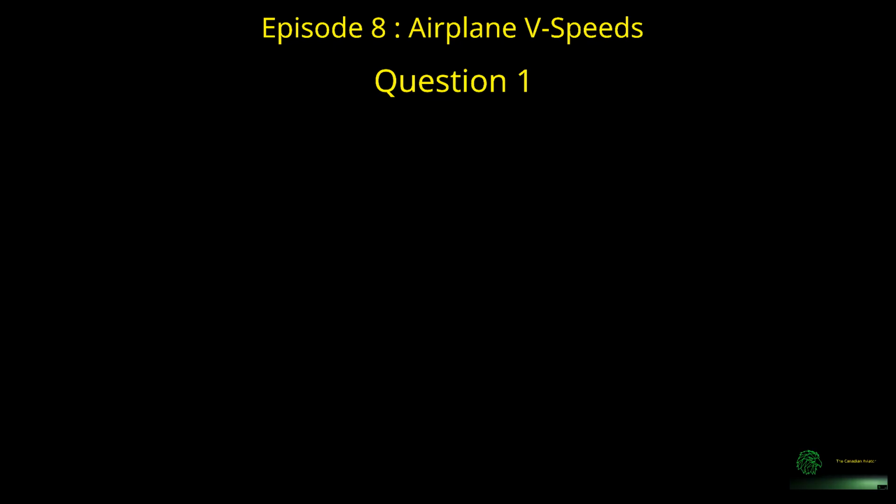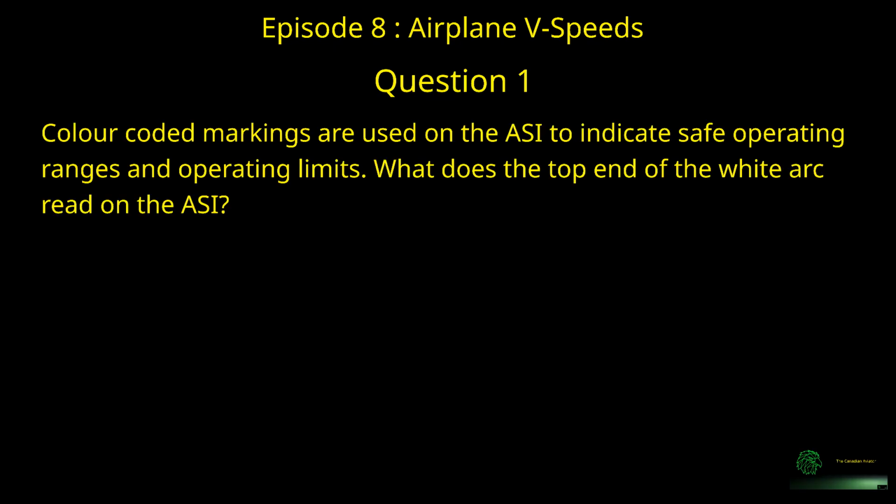Question 1. Color-coded markings are used on the airspeed indicator to indicate safe operating ranges and operating limits. What does the top end of the white arc read on the airspeed indicator? A. VFE. B. 110 knots. C. VSO. Or D. VX. That's right, A is the correct answer, VFE.